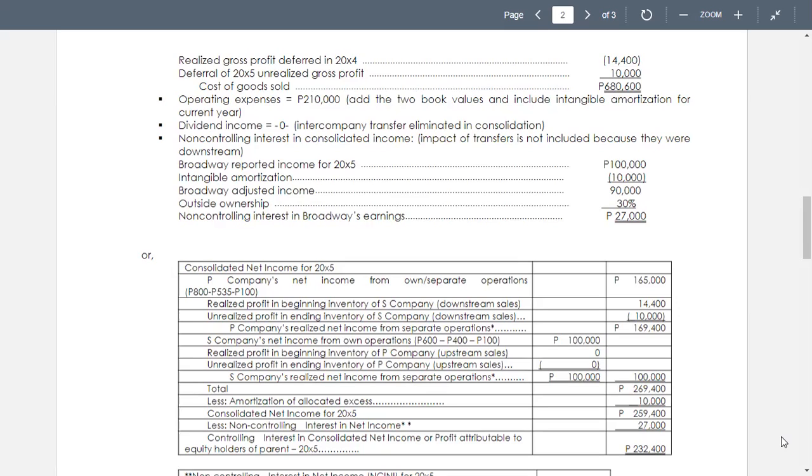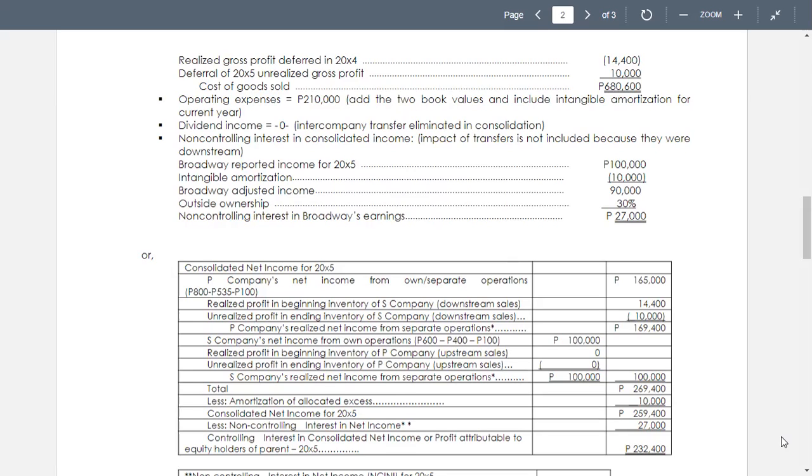165. Sales of 800 minus cost of goods sold of 535 gives us 265, minus the operating expenses of 100. We only have 165. So 165,000, that's the net income of B company from own operations.